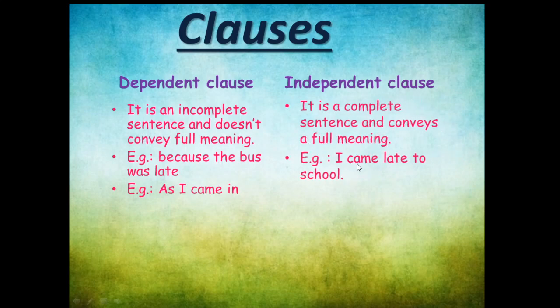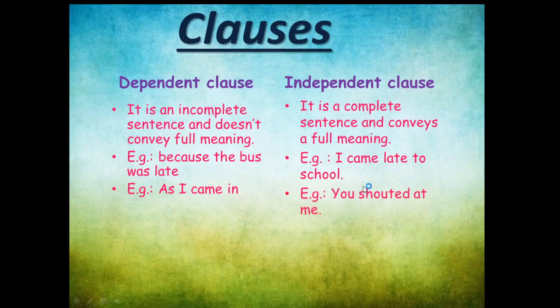An example of it is "I came late to school." So "I came" is a subject and verb combination, "late to school" is again a group of words. Now when I join all these together, there is no reason, but a complete meaning is being added when I add these group of words together. So this is nothing but an independent clause.